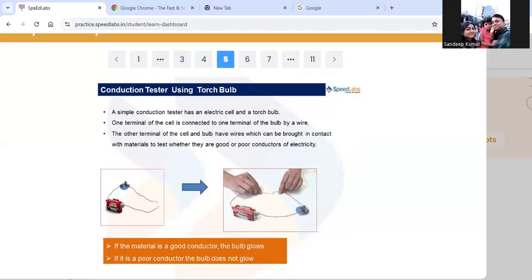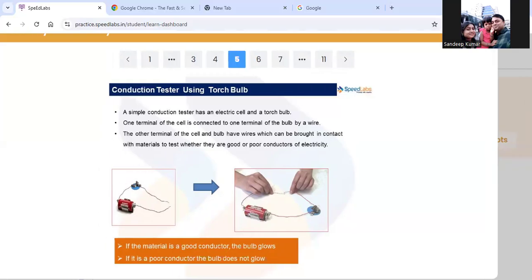One end is connected to one end of the bulb, another is connected to the other end of the bulb. Okay, if the bulb is good, it will glow. If the bulb is not good, it will not glow.